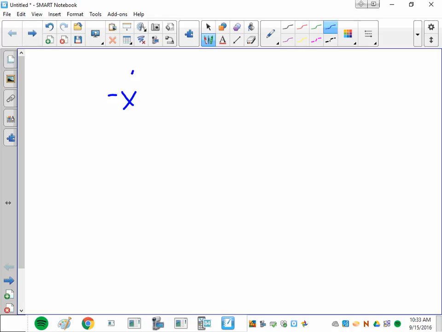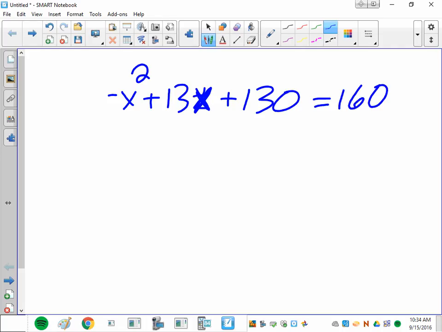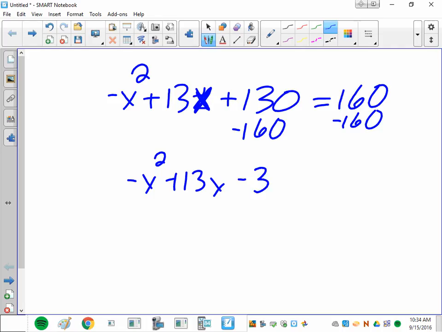So I'm just going to do it in x's. Is that right? Did I write that down right? I want to know, when does this equal 160? Well, let's subtract 160. And I get negative x squared plus 13x minus 30.